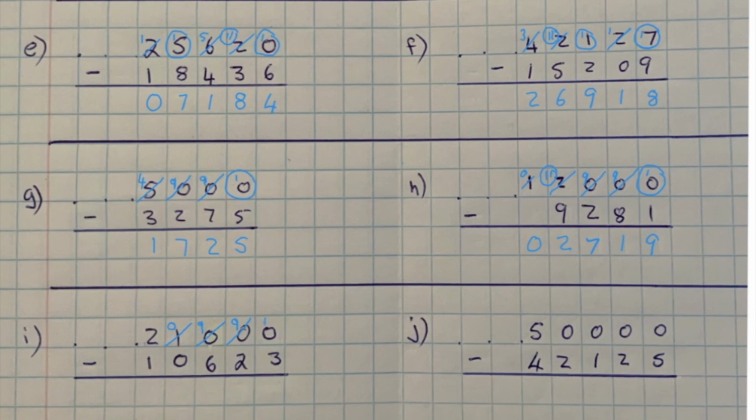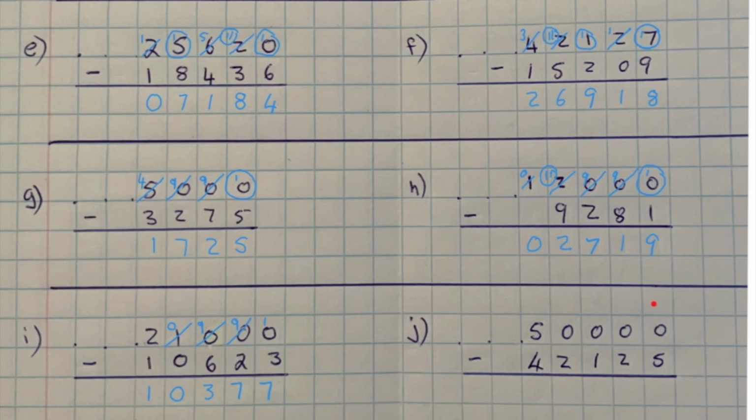10 minus 3 is 7. 9 minus 2 is 7. 9 minus 6 is 3. 0 minus 0 is 0. And 2 minus 1 is 1. J. Again, you can see we have nothing on top.